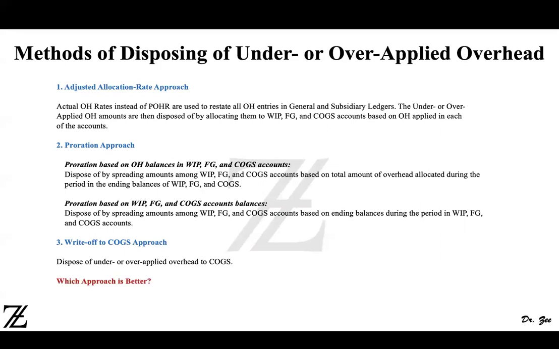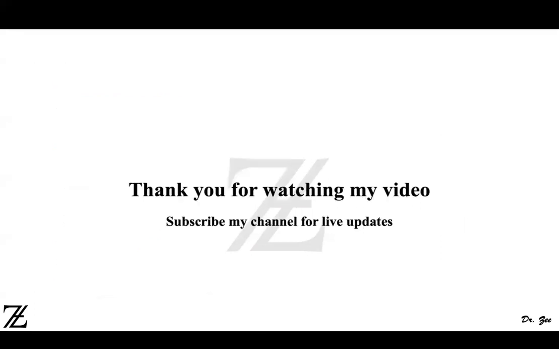Okay, the next question arises: which approach is better? As you can see here, the adjusted allocation rate approach is better than the other two approaches. The reason is that the adjusted allocation rate uses the actual overhead rates, right? What can be better than that? At the end of the period, you have the actual rates available. You use them to calculate the overhead amount. So this provides a more accurate picture, a more accurate amount, and this is the actual. Okay, and that completes our brief overview of methods of disposing of under or overapplied overhead.